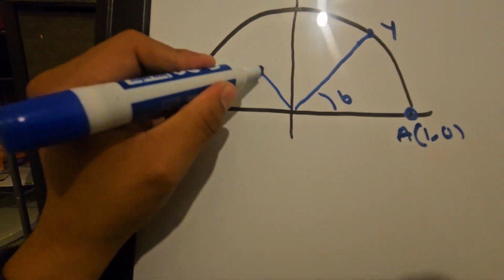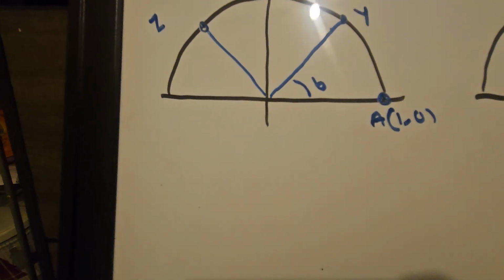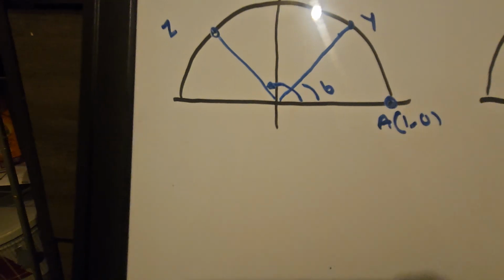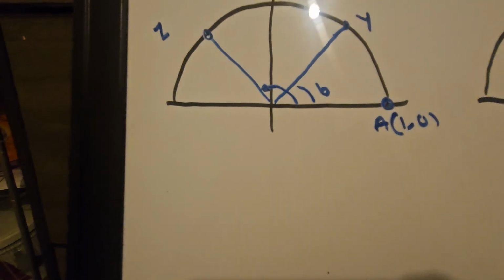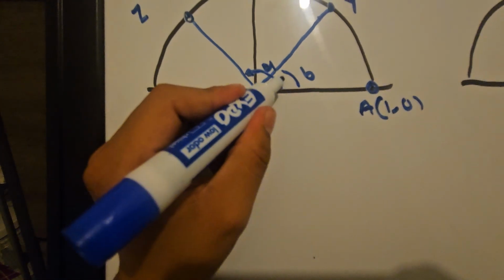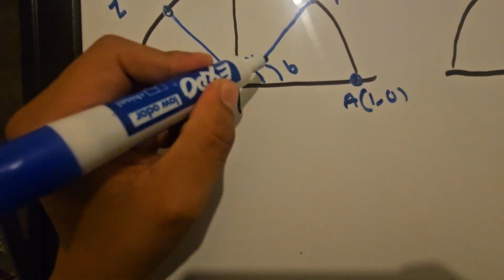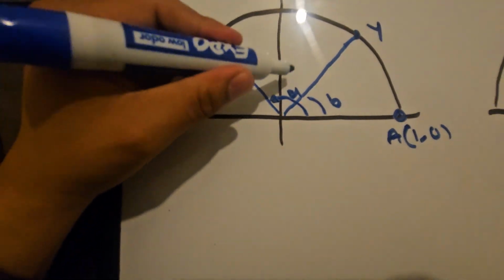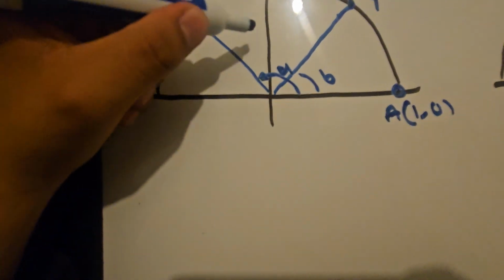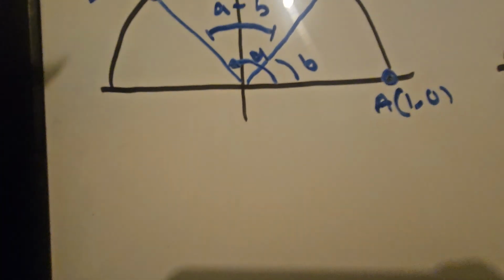Now let's draw another angle. This angle is going to be called Z. And all of this, from here to the angle that leads to point Z, we're going to call angle A. So this is angle A from the x-axis to this line, and this little angle is angle B. This angle right here, not including B, is going to be called angle A minus B.